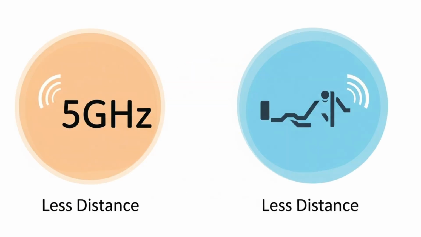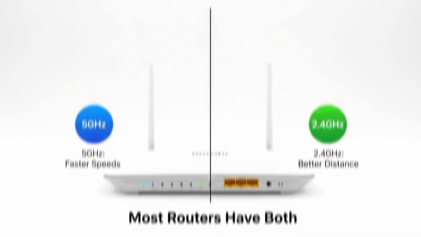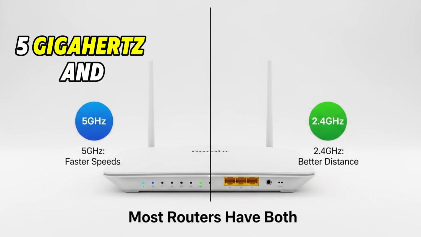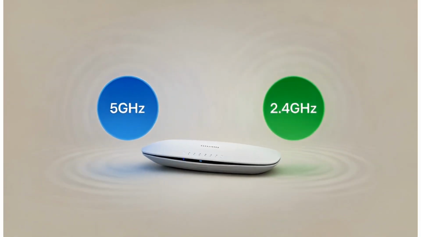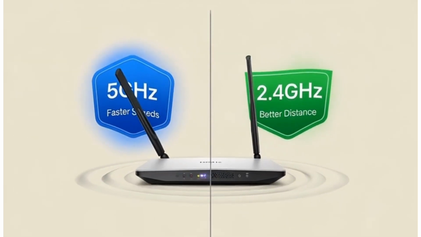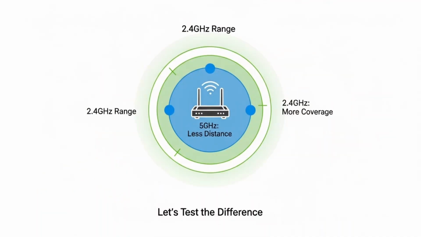As mentioned previously, we are connected to our 5 GHz band. Some routers will provide both a 5 GHz and 2.4 GHz band. While a 5 GHz band provides faster speeds, you won't be able to cover as much distance compared to a 2.4 GHz band. Let's see what happens when I change my connection.